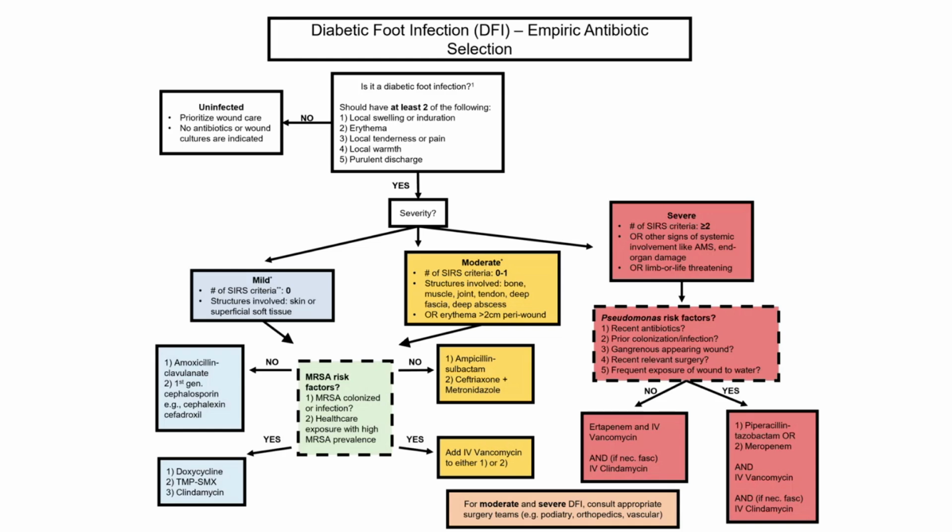So another point is pseudomonal risk factors. Who needs pseudomonas coverage, right? Florida, we need pseudomonal coverage. It's Florida. We need pseudomonal coverage. Water exposure, recent antibiotics, surgery within the last 3 months. So if somebody has been messing around with their foot within the last 3 months, if it's a gangrenous appearing extremity, then include pseudomonal coverage usually. And then water exposure or being Florida man. If they do, then obviously include pseudomonal coverage.